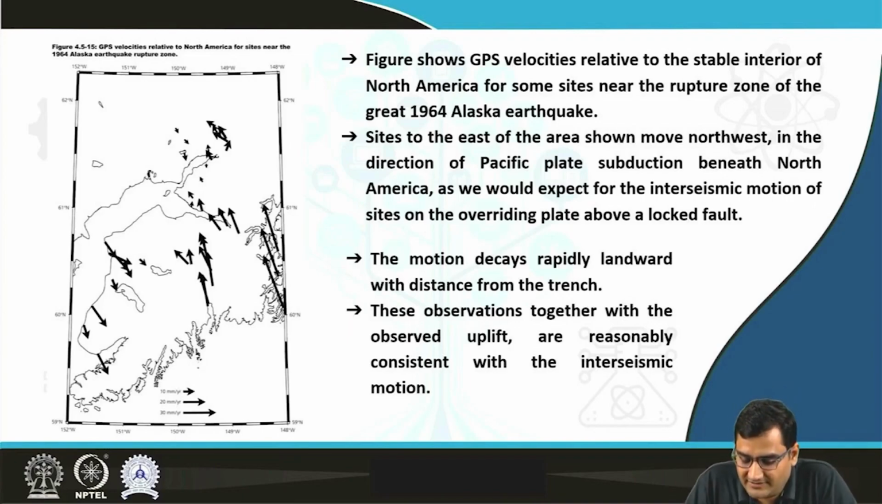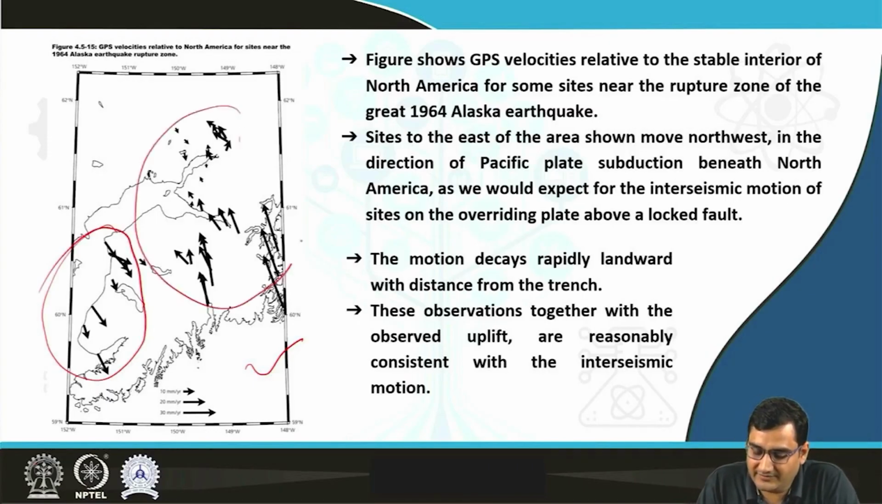Now let's have this example here: the GPS velocities relative to North America for sites near the 1964 Alaska earthquake rupture zone. This figure shows the GPS velocities relative to the stable interior of North America for some sites near the rupture zone of the great 1964 Alaska earthquake, and sites to the east and the west, you can see.